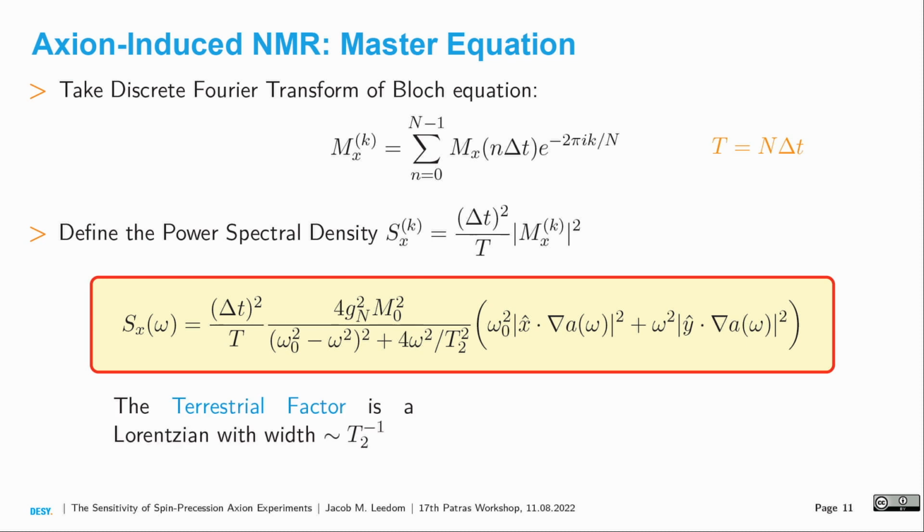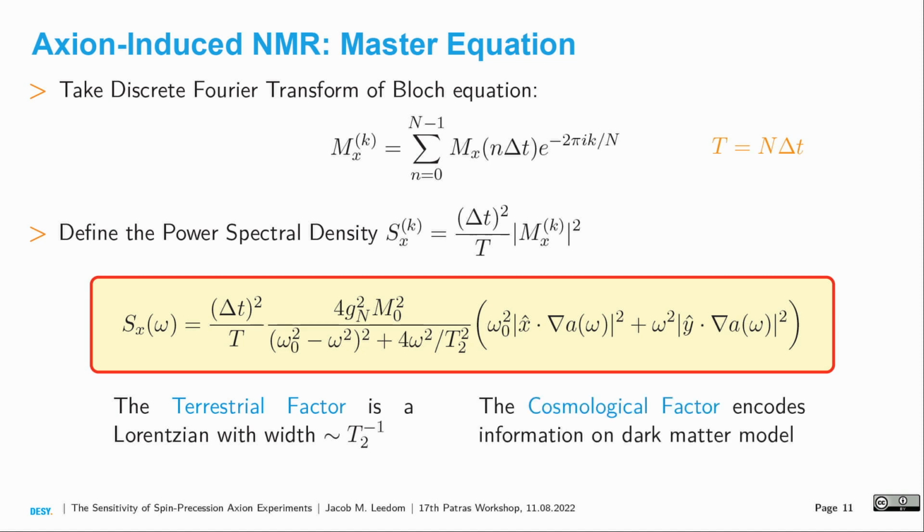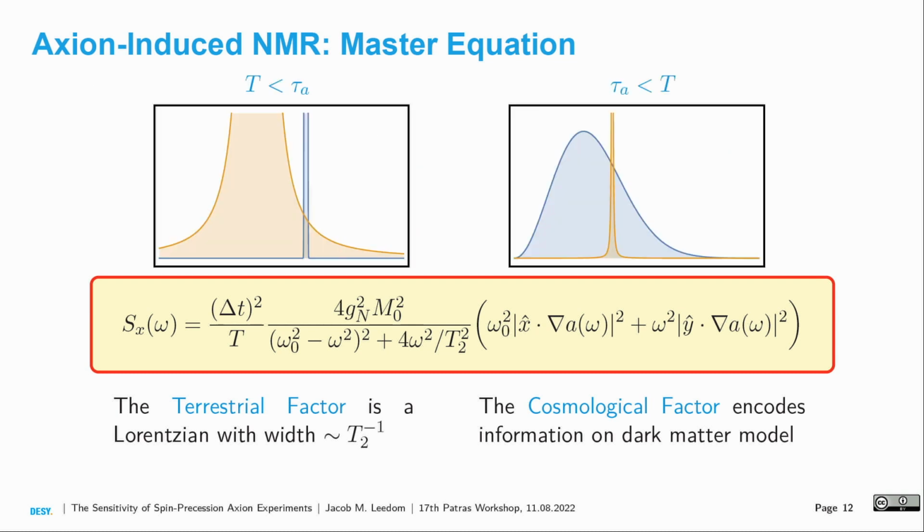The first factor is the terrestrial factor, which involves aspects of the experiment, the magnetization, T2, and so on. And this is a Lorentzian with a width that's 1 over T2. And then the second factor is a cosmological factor that encodes information about the dark matter model. So this is really the PSD of the gradient of the axion. And so the statement then is that this PSD of the magnetization is what's actually sitting in one bin in basically both regimes, the high mass regime and the low mass regime.